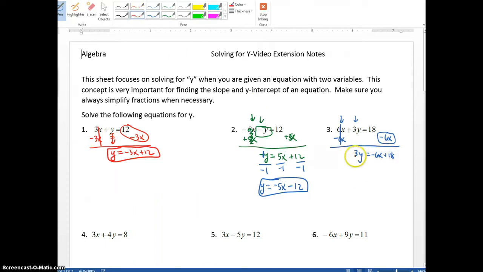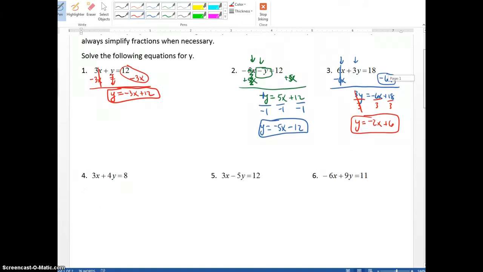So what do I do to get rid of this 3? Since it's linked by multiplication, I divide everything in the equation by 3. And I end up with y equals negative 2x plus 6. And now we have y by itself.